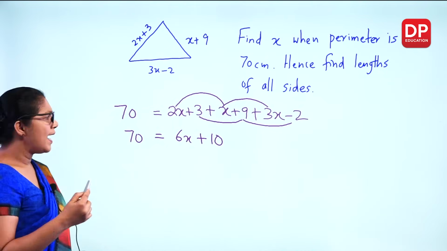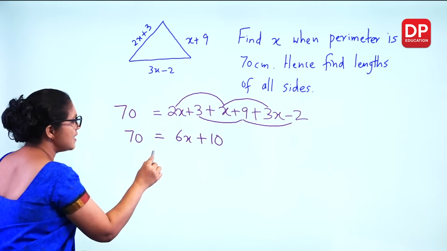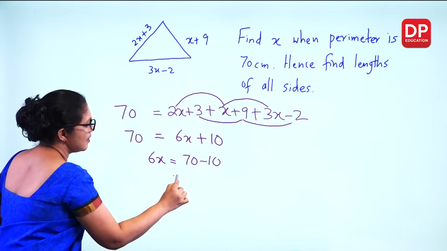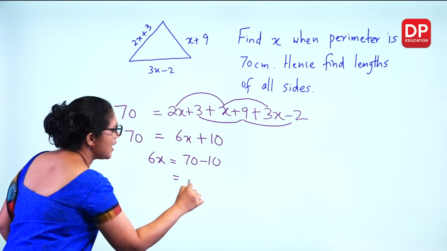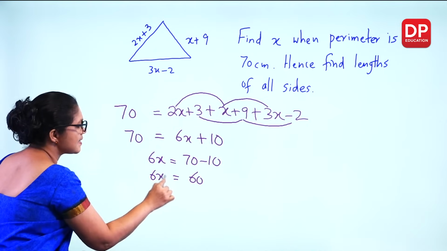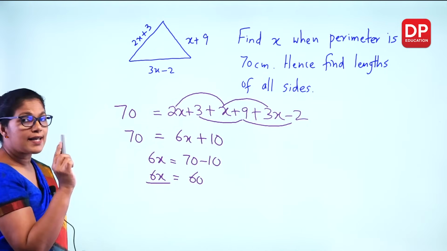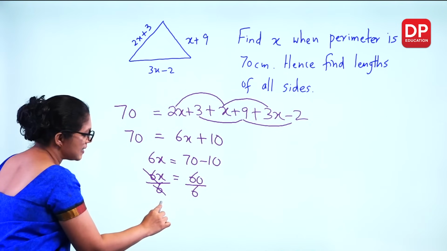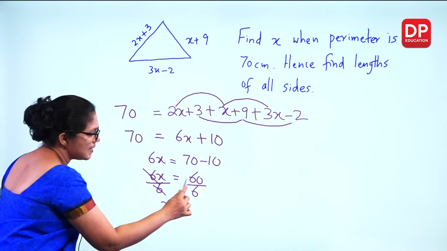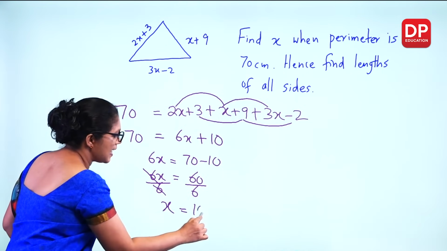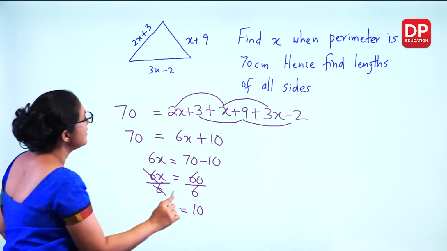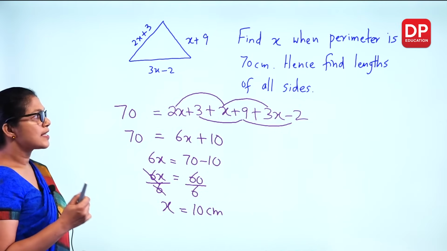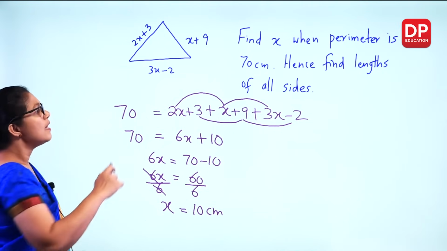So how do you solve for x? You can take 10 to the other side. So 6x equals 70 minus 10. So what is 70 minus 10? You get 60. So 6x is 60. How do you find out x? You divide both sides by 6. So when you divide both sides by 6, you get x equals 60 divided by 6, which becomes 10. So what is the x value? This is 10 centimeters.